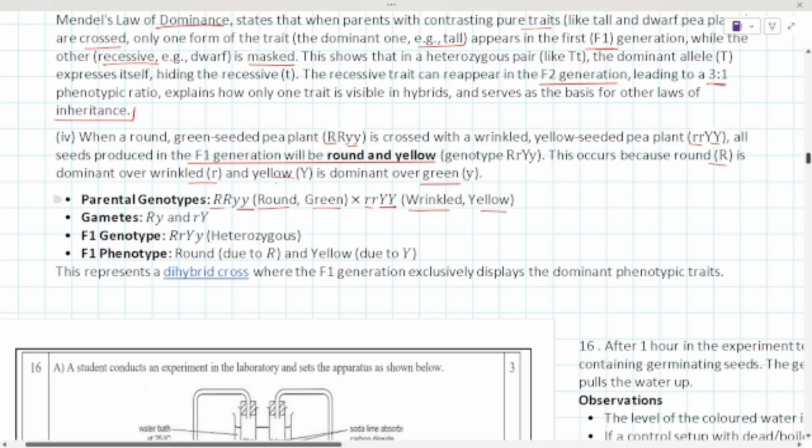Small rr, wrinkled, and capital YY, yellow. So the gametes will be R and y, and here small r and capital Y. So the F1 genotype will be capital R small r and capital Y small y, that will be heterozygous. And the F1 phenotype will be round due to R and yellow due to Y. Clear? This represents a dihybrid cross, where the F1 generation exclusively displays the dominant phenotype traits. Clear?